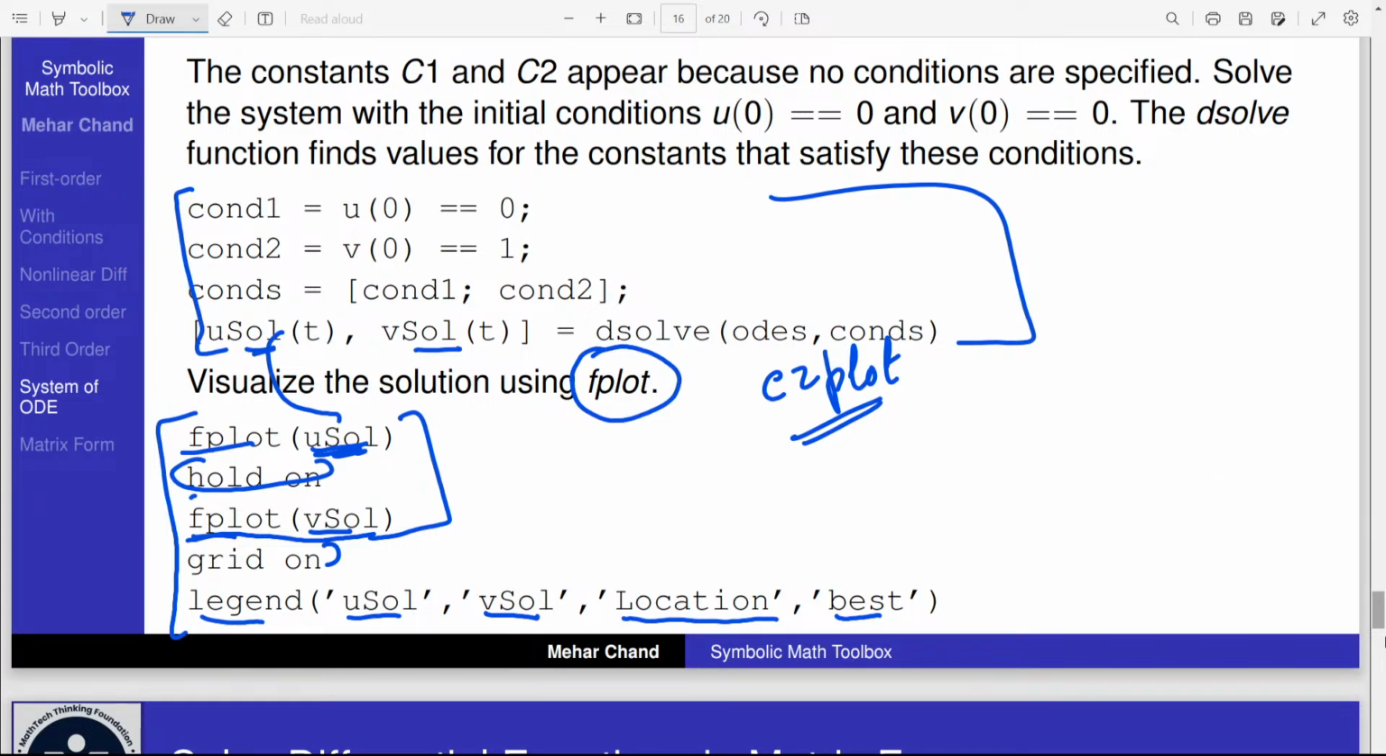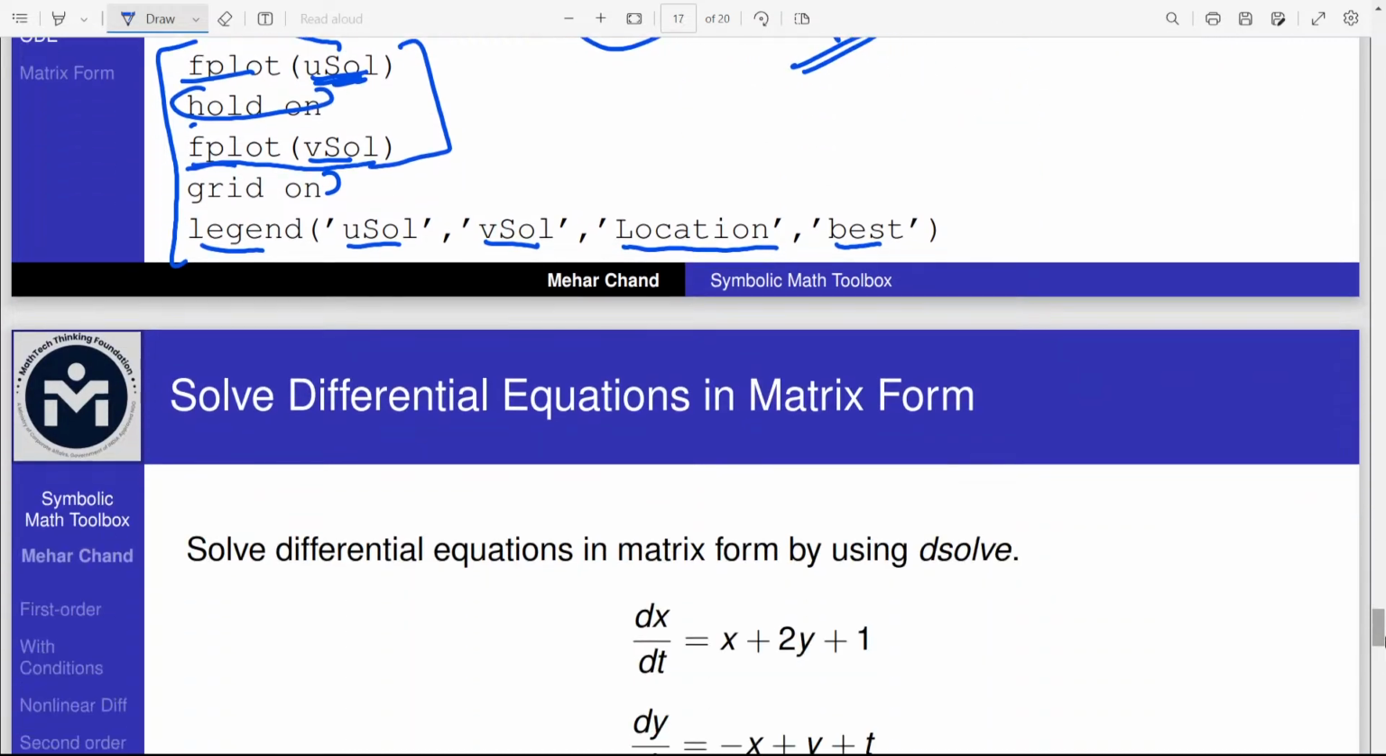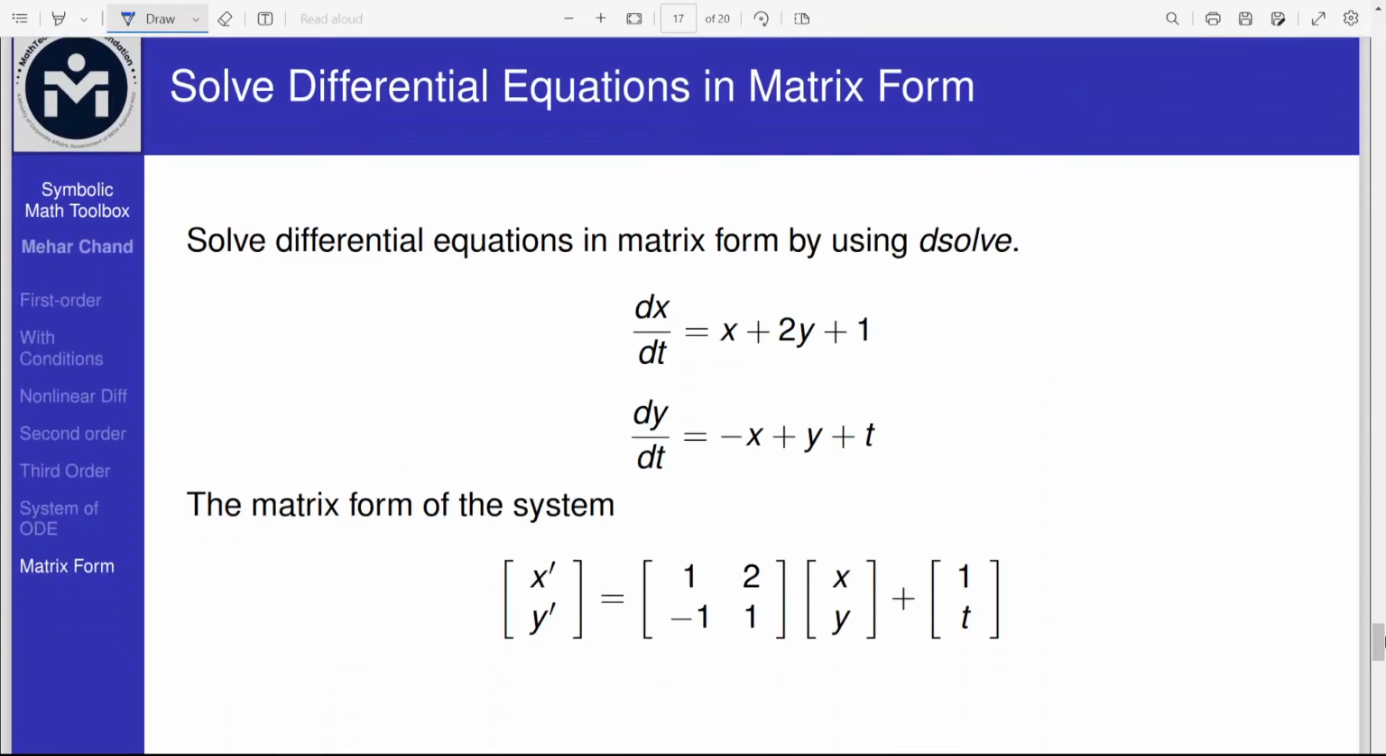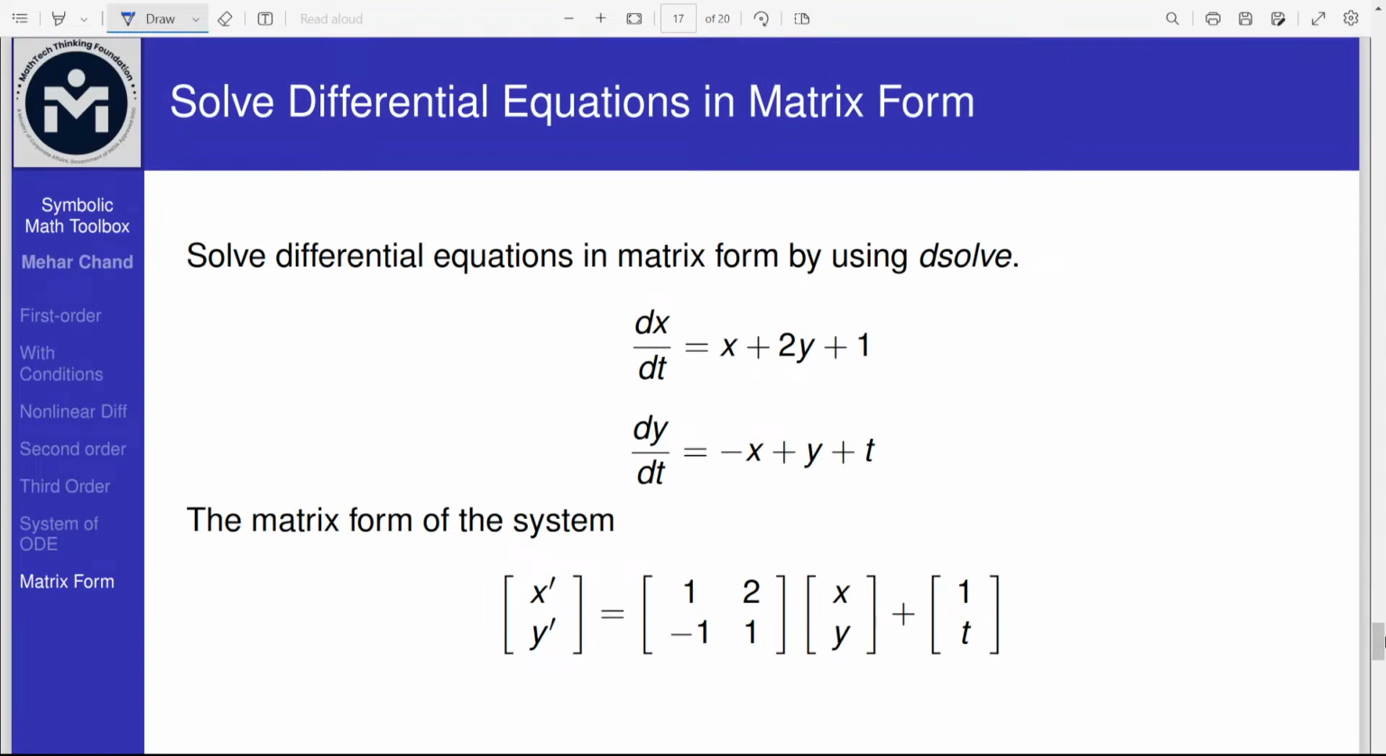See in this example, we have the system of equations. Two equations are there. dx/dt is equal to x plus 2y plus 1, and dy/dt is equal to minus x plus y plus t. So x and y both are functions of t. We can convert this system of equations into the form of a matrix. So this is the matrix format of the above system of equations.